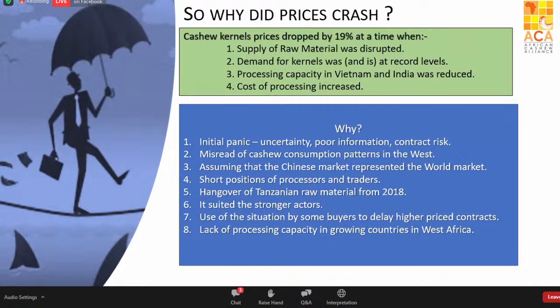And most significant as well, and we shouldn't forget this, is that the lack of processing capacity in the growing countries in West Africa is a huge impact on how the market behaves. So the concern was supply chain, which means that we had a difficulty, recognized difficulty, moving well over 1 million tons from West Africa to India and Vietnam.